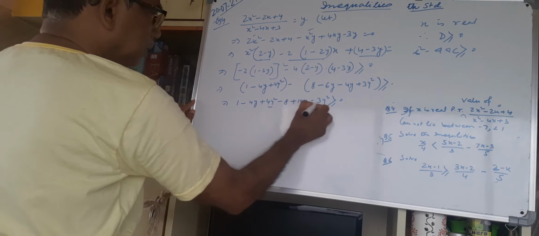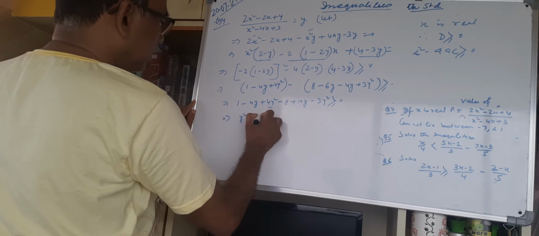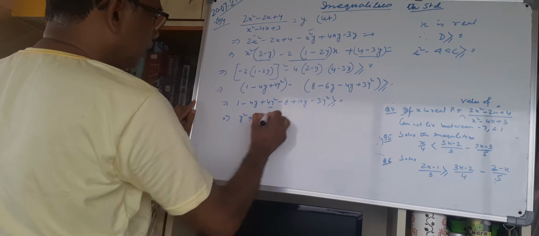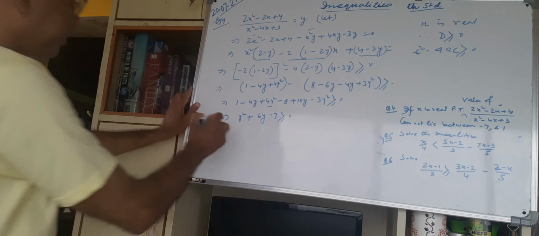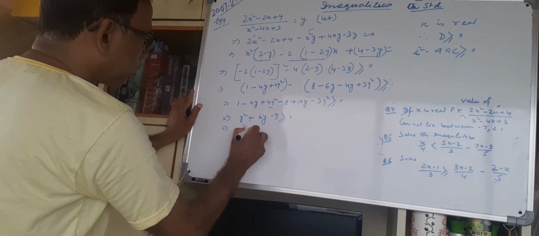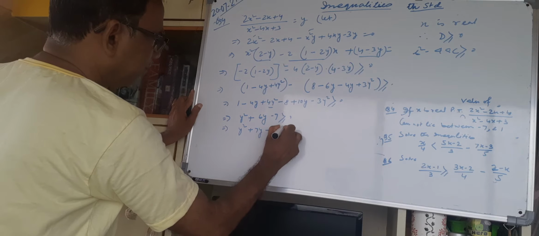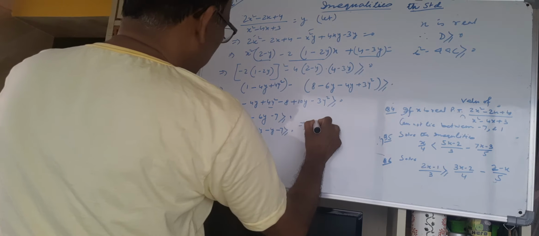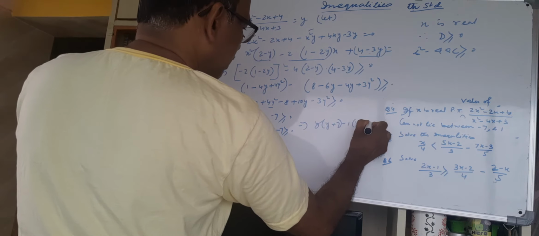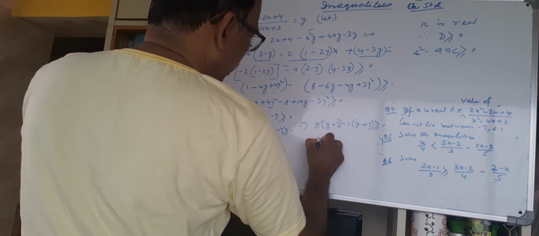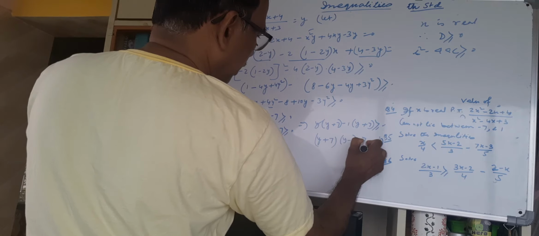That is y square plus 6y minus 7 greater than equals to 0. Simplifying this, now doing middle term break. y square plus 7y minus y minus 7 greater than equal to 0 implies y plus 7 into y minus 1 greater than equal to 0, that is y plus 7 y minus 1 greater than equal to 0.